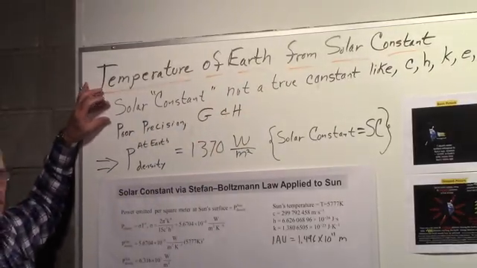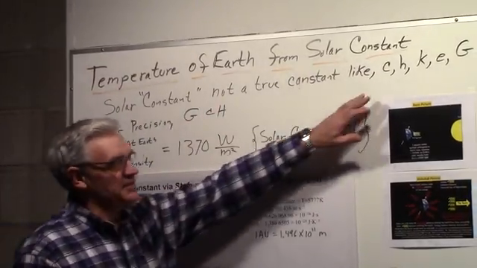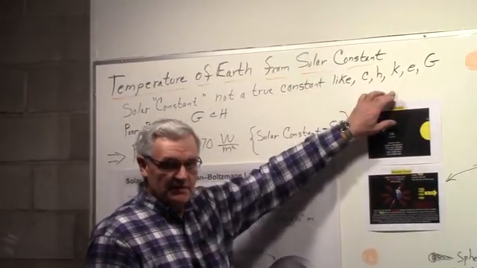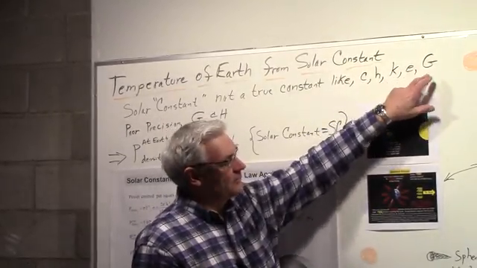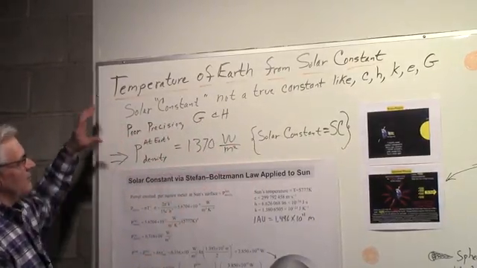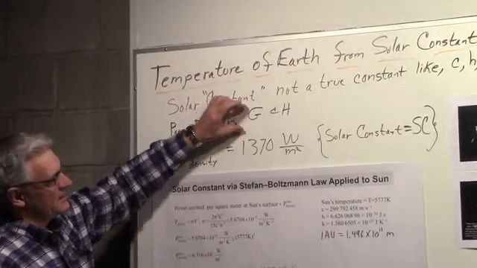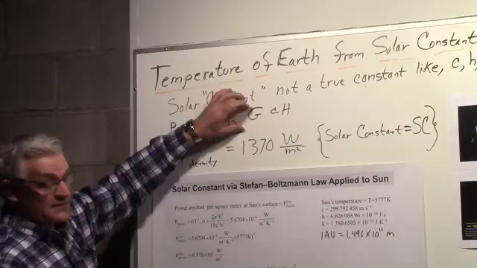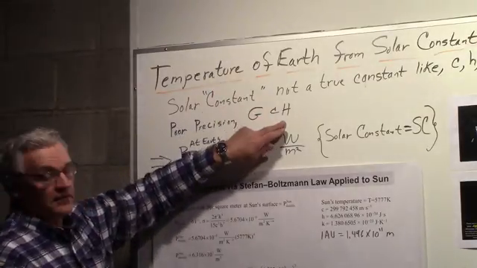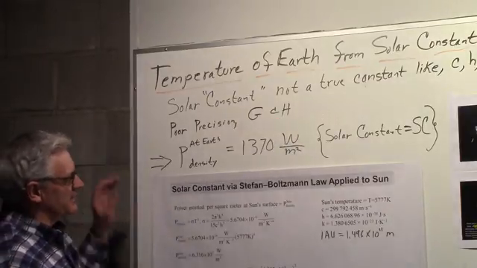I just want to say a little bit about the solar constant in the sense that it's not a true constant like the speed of light, or Planck's constant, or Boltzmann's constant, or the charge on the electron, or the gravitational constant. And it's not a real high precision number. It's on the poor precision side. Something like the gravitational constant doesn't have a lot of digits associated with it, and neither does capital H, the Hubble constant.